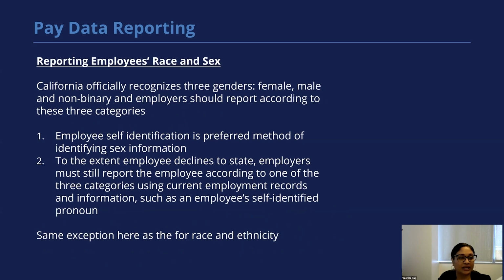Employee self-identification is the preferred method. And then, to the extent the employee declines to state, the employer must still report the employee according to one of the 3 categories using any information that's available. And I think this might be a little easier because you can always go by the employee's self-identified pronoun. And again, the same exception here applies for labor contractor employees.